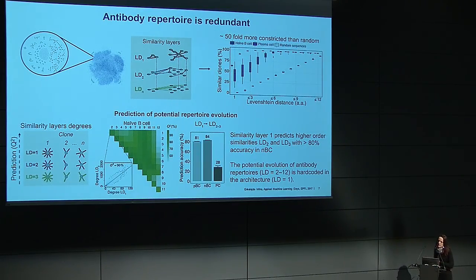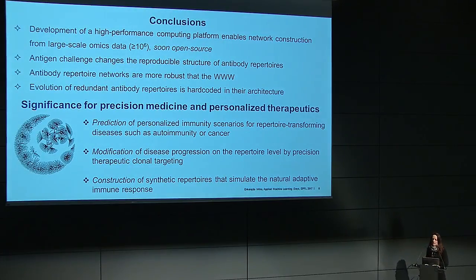And we have also discovered that antibody repertoire is redundant. It means that from the one amino acid differences, you can predict the other layers of differences between your antibody sequences. So basically, the evolution has hard-coded the response in your most simple layer of differences. And the conclusion is that this high-performance computing platform will be open source soon, and the structure is reproducible, robust, and redundant, and this has a significance for personalized medicine in order to predict and modify the immune response that each individual can have to particular bacteria.